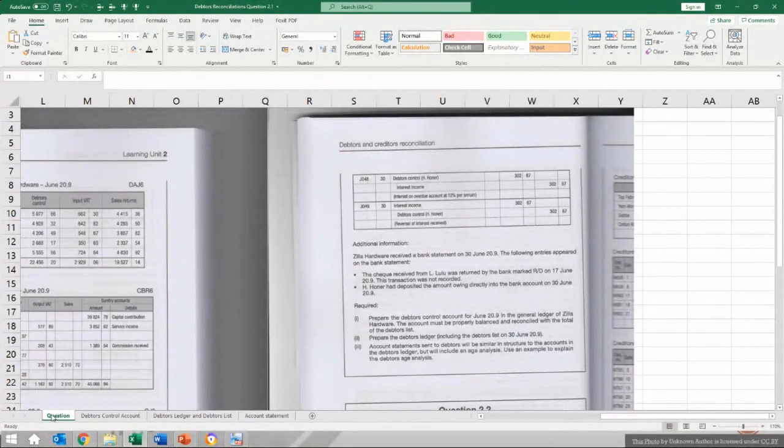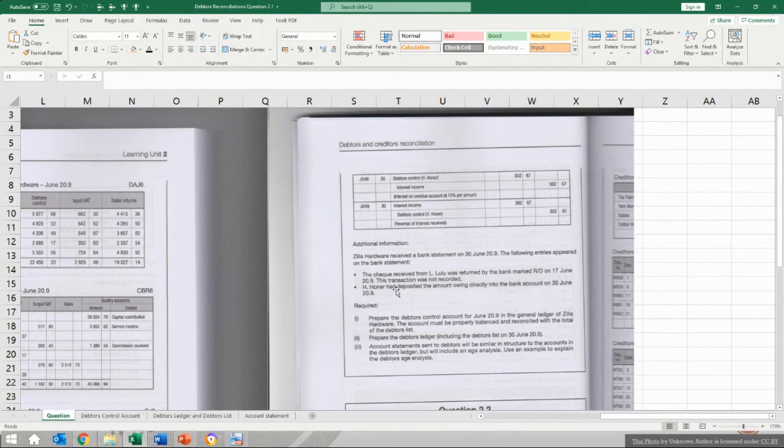Now let's quickly look at the additional information, if there's anything that would impact our control account. It says Zilla Hardware received the bank statement. The following entries appeared on the bank statement. The first one is the check received from LU1 was returned by the bank marked RD on the 17th. The transaction was not recorded. If they tell you it has not been recorded, it has not been reflected in any of our journals at the top, so that means we still need to account for it.